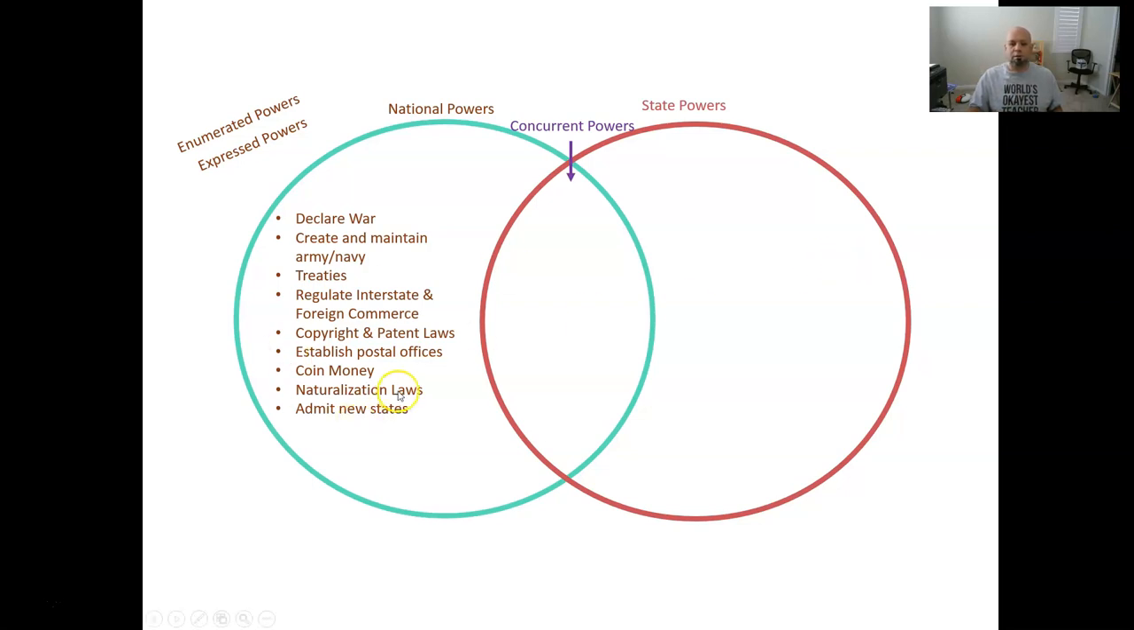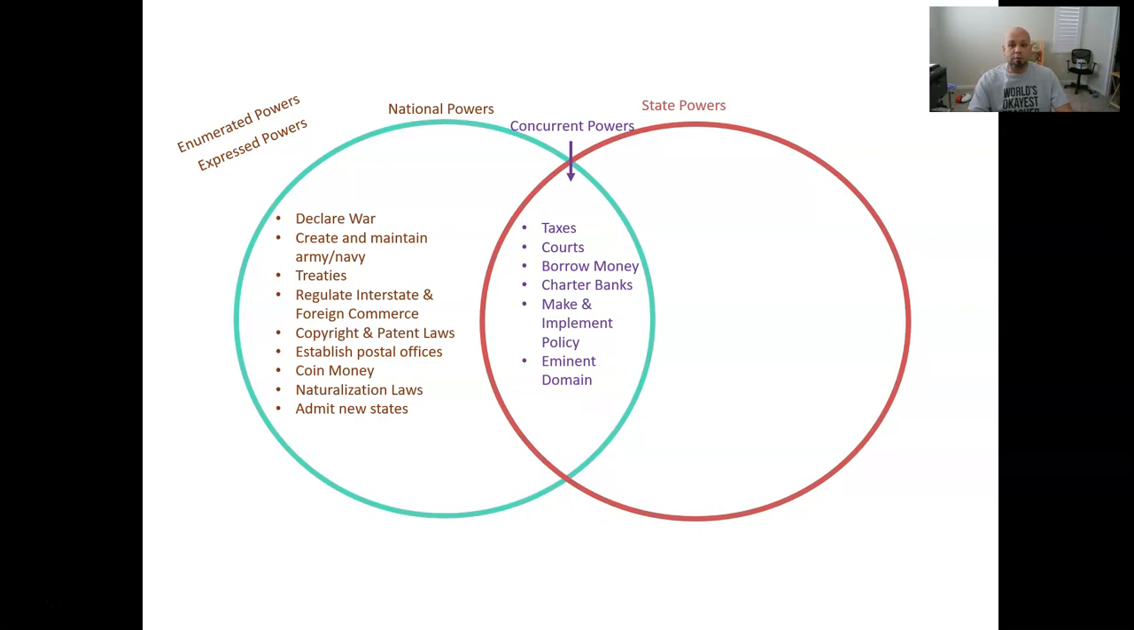Okay, national power also, naturalization laws. So who gets to become a citizen, how that happens, they do the whole process. Okay, and admitting new states. That's another big, important national power, that the national government is the one who decides who becomes a new state, as long as people follow the rules. And there are some rules on becoming a state.